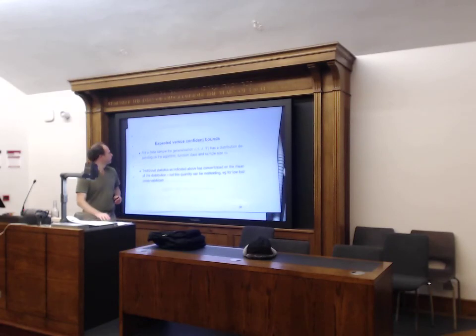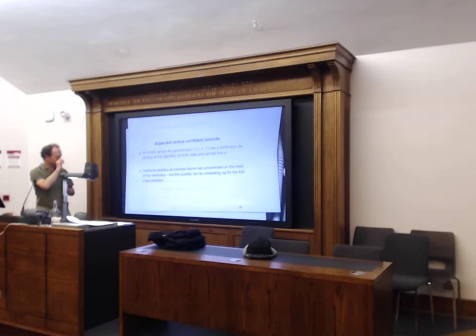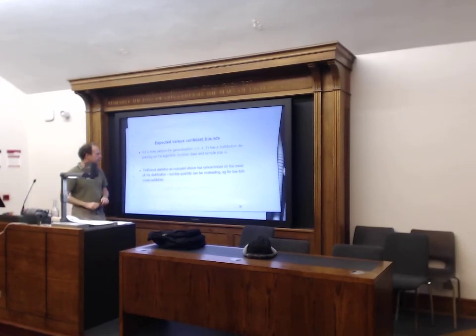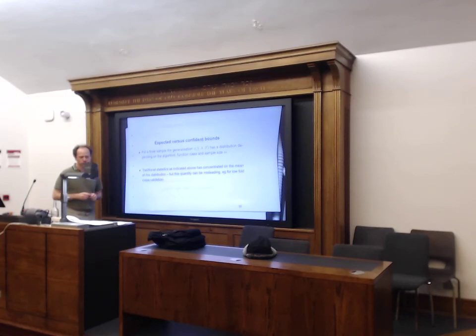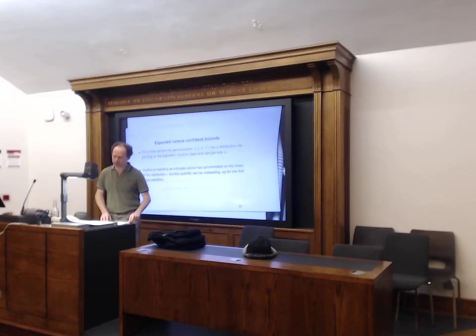So I think we can stop here. Traditional statistics, as we have discussed, concentrates on the mean of the distribution of the generalization error. But this quantity can be misleading because it can have a big tail. So what we will discuss after the break is a way to control the tail of the distribution.